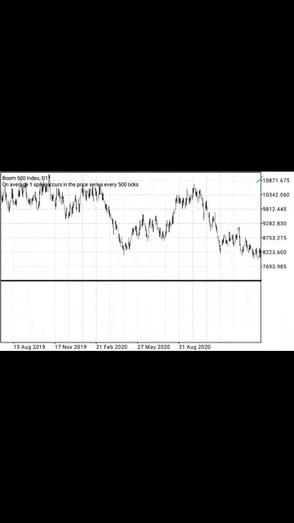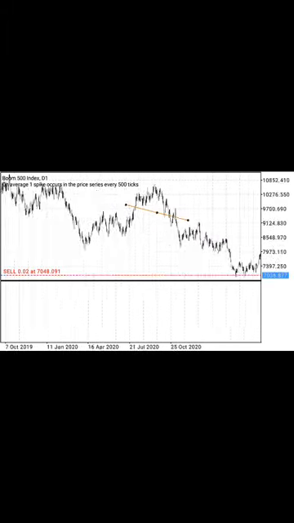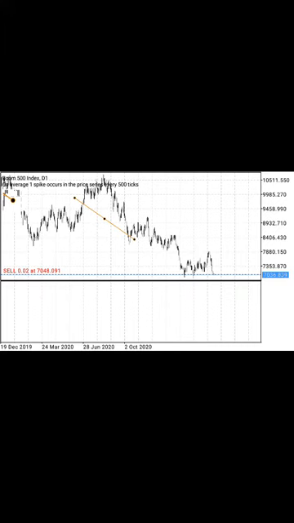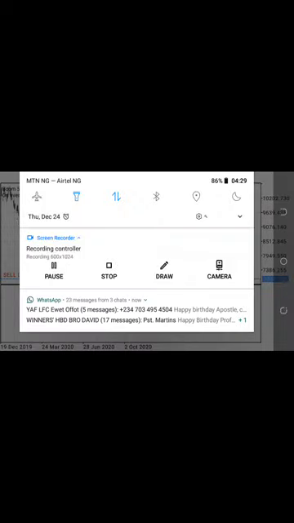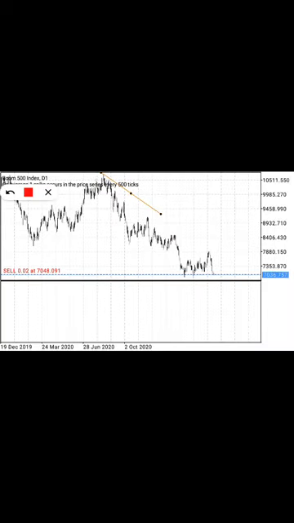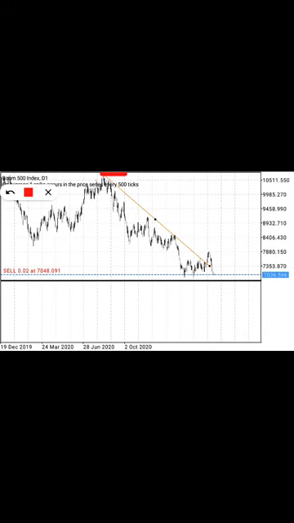Alright, so remember the principle: we draw it on the swing highs and the swing lows. So that's the first swing high there. As you can see, this point is the first swing high, so we will use that to trace down to the next obvious swing high. Please do not compromise your trend lines when drawing. This is the first, this is the second.